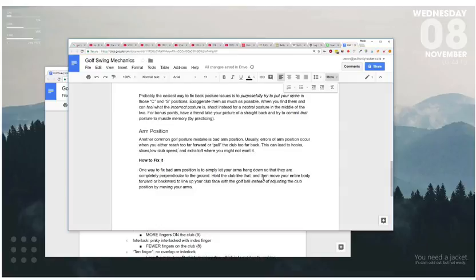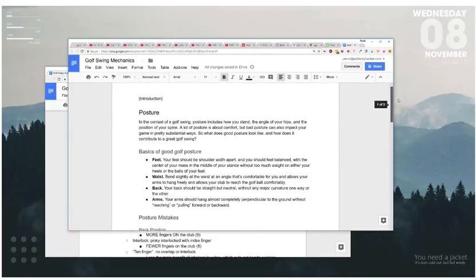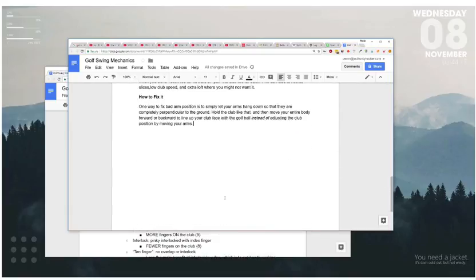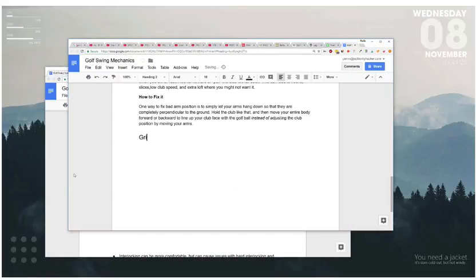Okay. What are we at? 500 words. Good. And how do we format this? Okay. Let's do an H2 heading and then talk about grip. Good grip mechanics. H3.